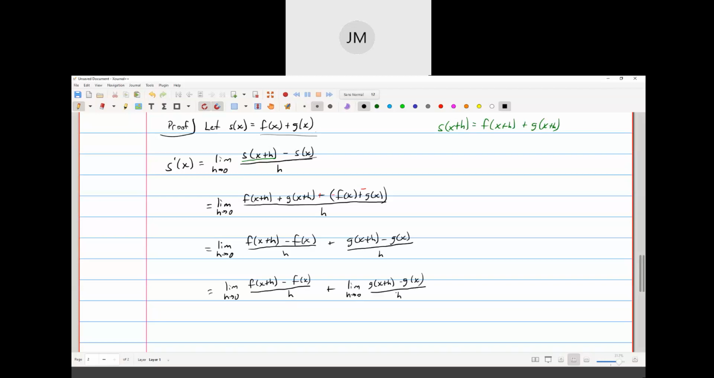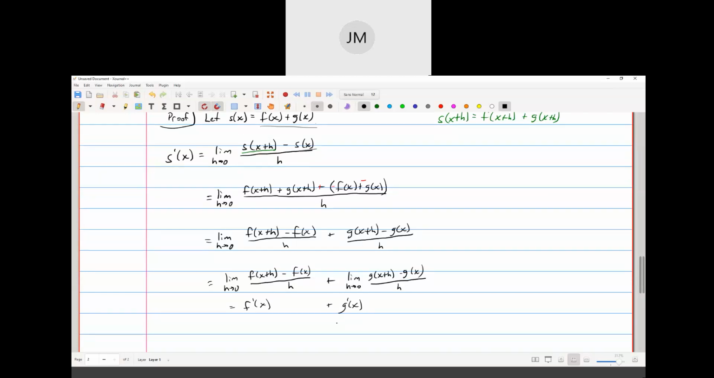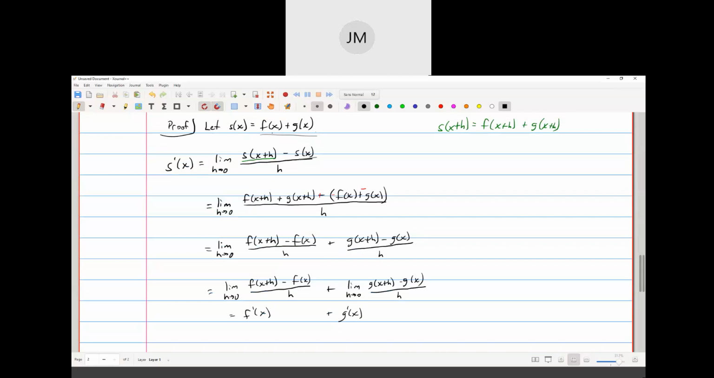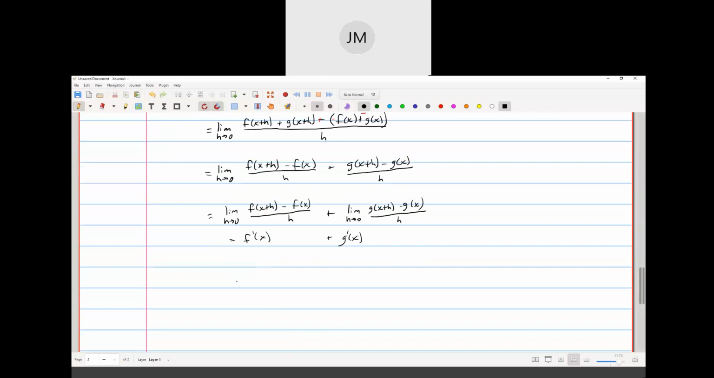And if I'm paying careful attention, this limit on the left is exactly our definition for the derivative of f of x. That's f prime of x. And this limit on the right is exactly the definition for the derivative of g of x. So that's g prime of x. So we're done. We've shown that if I take the derivative of f plus g of x, I get f prime of x plus g prime of x. So the derivative of f of x plus g of x is f prime of x plus g prime of x.